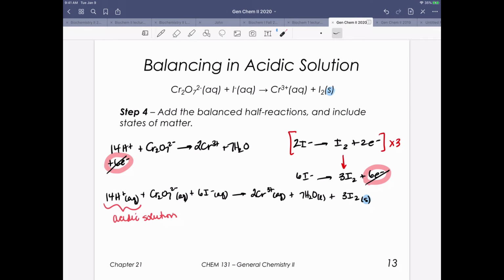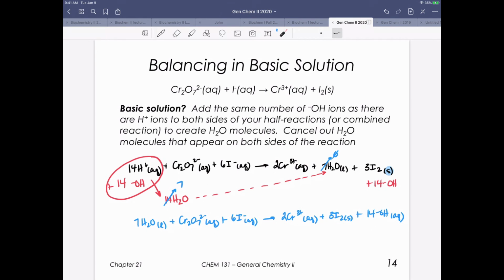All right, so the last piece, and this is only necessary if it's asking, is to balance it in basic solution. So if they asked us to balance in basic solution, we're basically going to be adding the same number of hydroxide ions as there are H plus ions. So what that means is I'm going to add 14 OH minuses to this side because I want them to cancel out and neutralize the 14 H pluses that I have. But I don't want to undo all of that beautiful work that I did to balance a chemical equation. So in that case, I need to make sure that I put 14 OH minuses on the right.